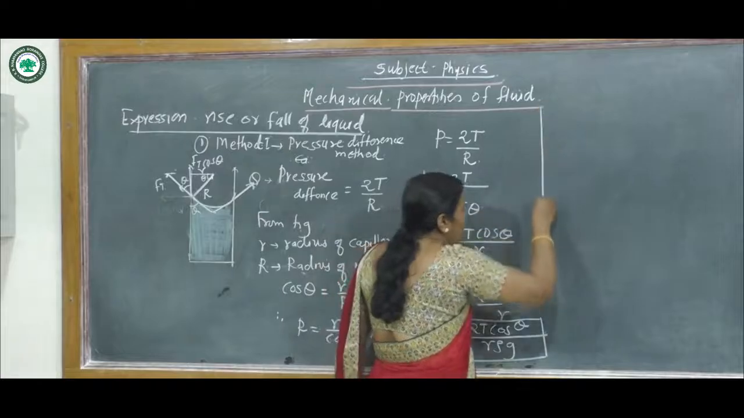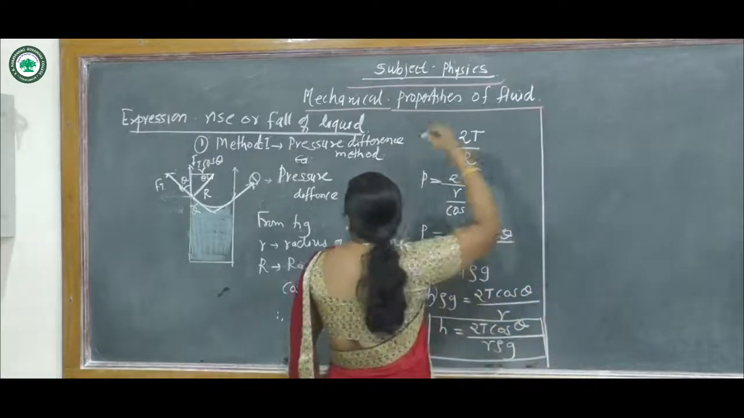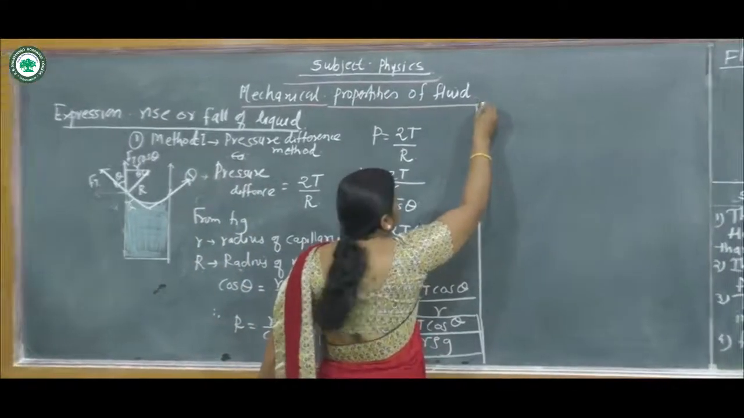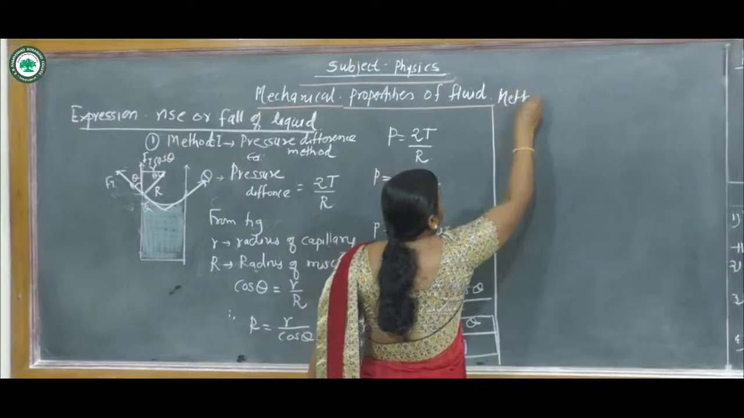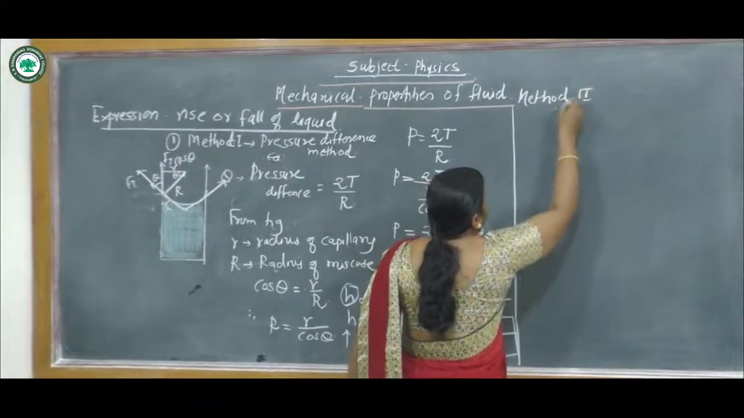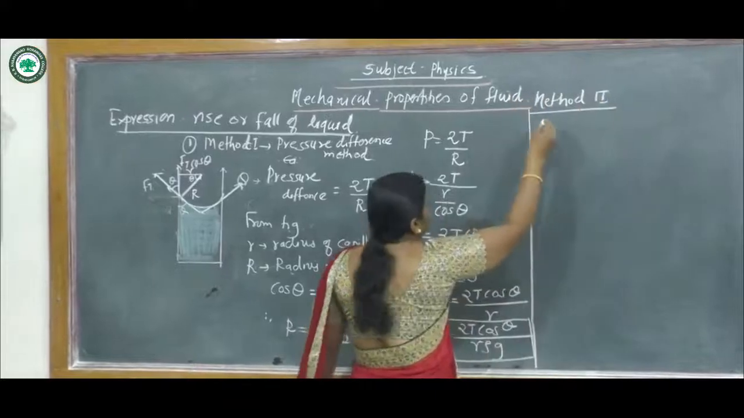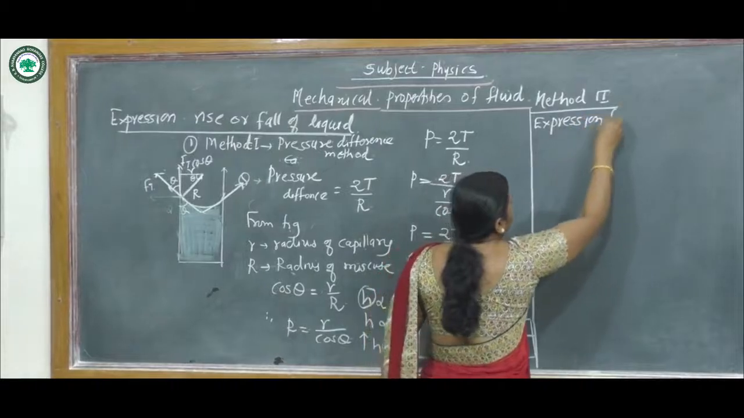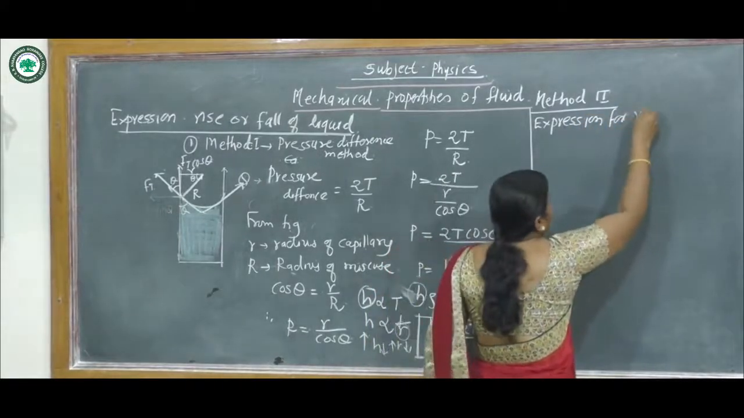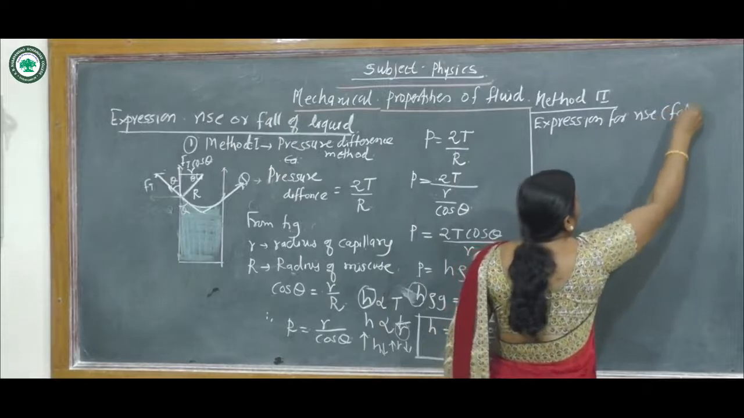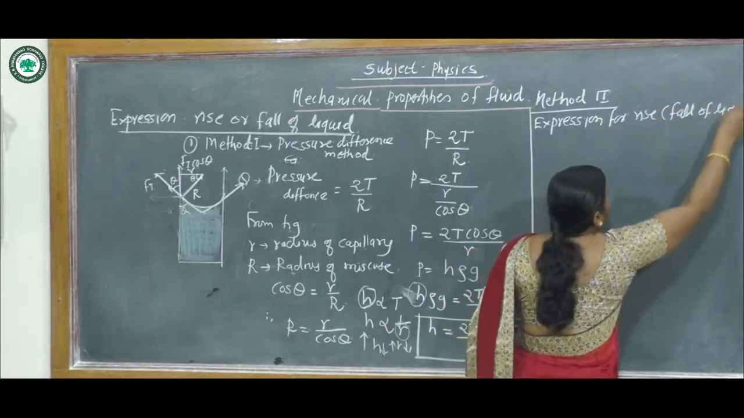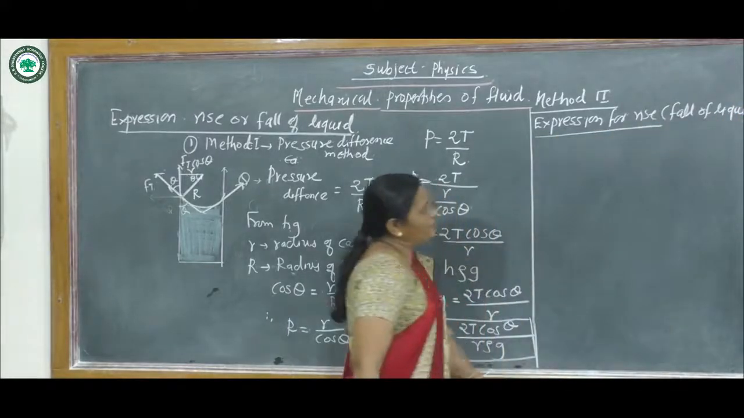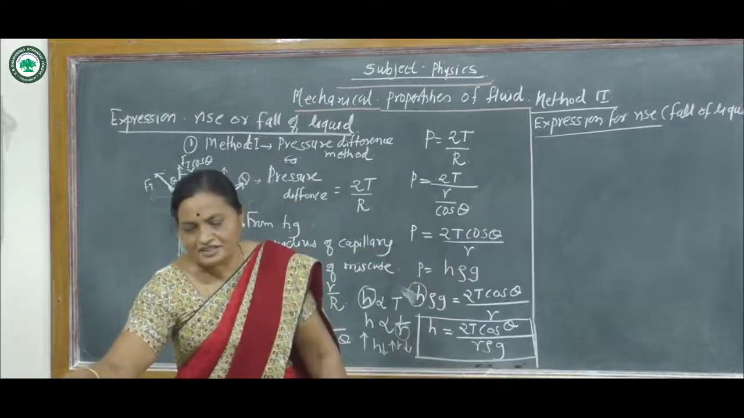Now we use the second method to find the rise or fall of the liquid height in the capillary tube. The second method: expression for rise or fall of liquid in a capillary tube. Here again we find the expression for rise or fall in the next session.